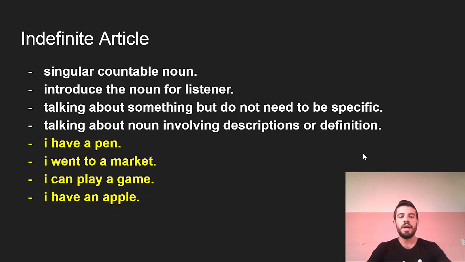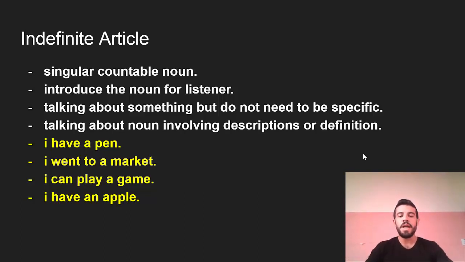Example about that: I have a pen. So here, pen is a noun, singular and countable. We have pens, plural, but here it's singular. I have a pen. Also here, I went to a market. Here I introduce the noun for the listener. I just say I went to a market. So here the listener doesn't know which market I mean exactly. I just say market in general.